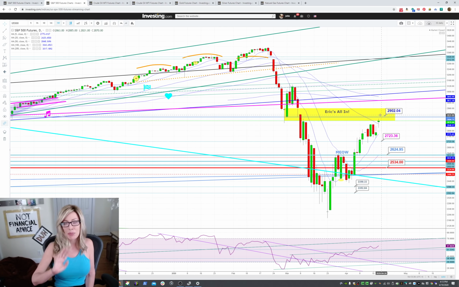So what I am personally biased for this week would be for price to get somewhere within this yellow shaded area, don't know where, don't care where, and then for it to come down. And it's got to scare people pretty significantly. It doesn't have to do anything, right?